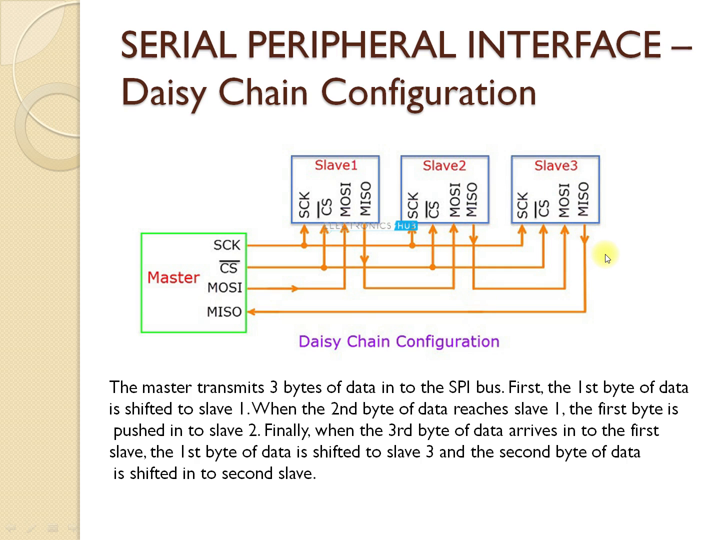So if the master wants to transmit 3 bytes of data to the SPI bus, then the first byte of data is shifted to slave number 1. Now if the master shifts the second byte of data, in order to shift that data to slave number 1, the previous data which was sent in the first clock signal and is stored inside slave 1 is transmitted to slave number 2 through the MISO pin of slave number 1 to the MOSI pin of slave number 2.